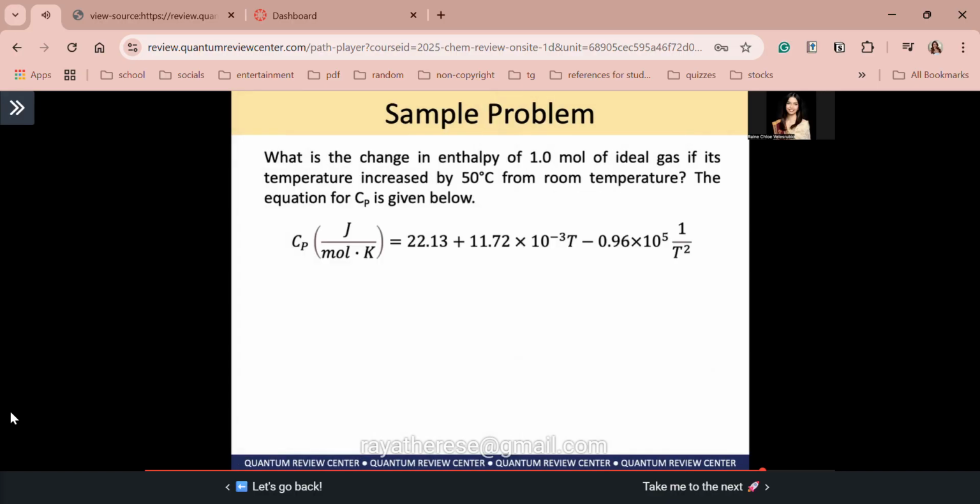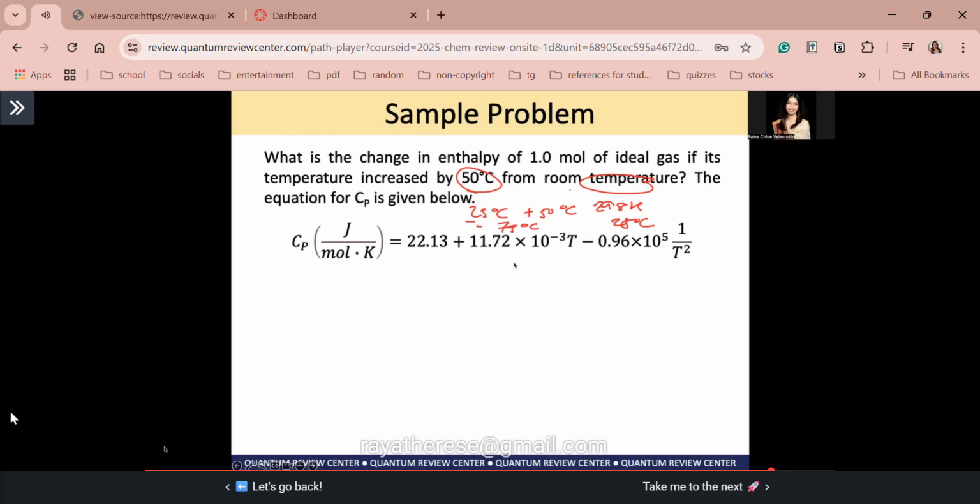Ayan. Okay, last example. What is the change in enthalpy of 1 mole of ideal gas if its temperature increased by 50 degrees Celsius from room temperature? The equation for Cp is given below. So in this case, guys, yung T1 nyo is room temperature, which is usually 298K, right? Or 25 degrees Celsius. Tapos nag-increase daw by 50 degrees Celsius. So that's just 25 degrees Celsius plus 50 degrees Celsius. Okay, which is equal to 75 degrees Celsius.